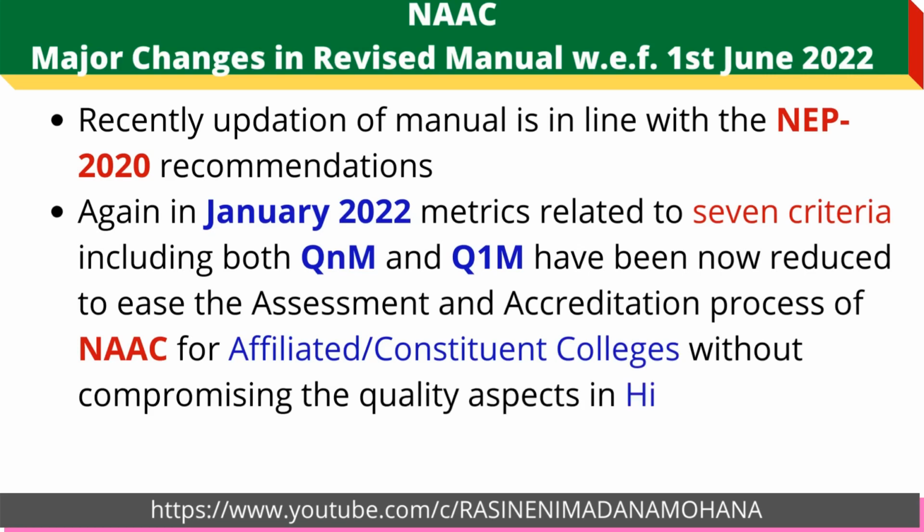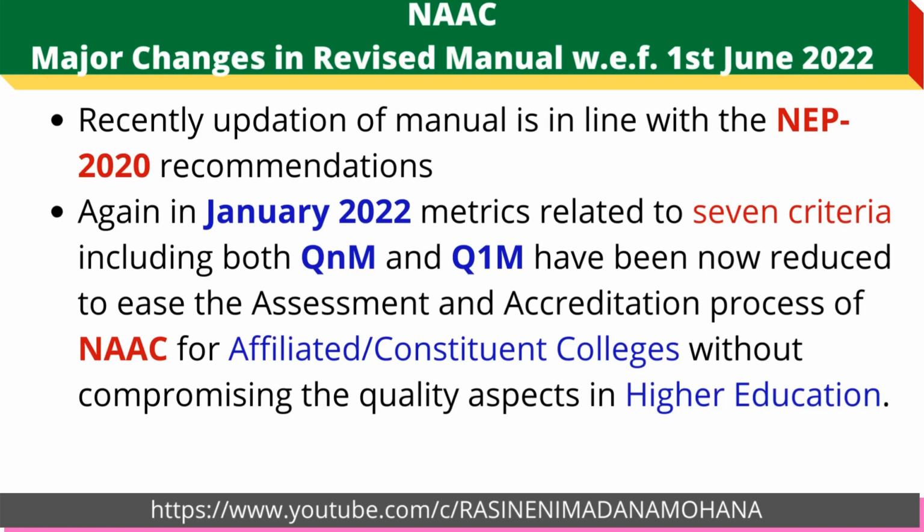Again in January 2022, metrics related to all the seven criteria, including both quantitative metrics and qualitative metrics, have now been reduced to ease the assessment and accreditation process by NAAC for affiliated and constituent colleges without compromising the quality aspects in higher education.